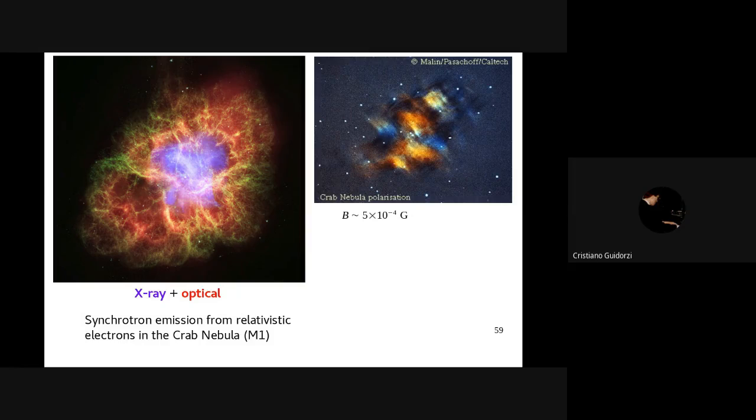So let's be more quantitative. Here, the typical magnetic field within the Crab Nebula, the synchrotron nebula, is around 5×10^-4 Gauss.